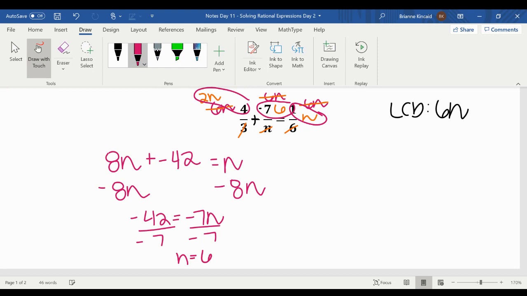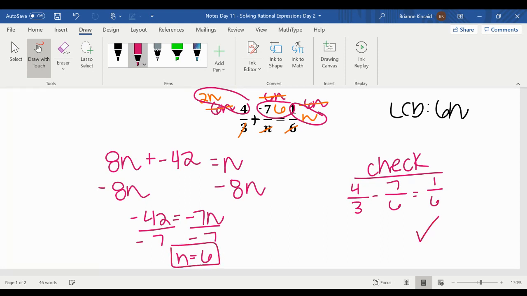You have to make sure you go back and check your solution, because we showed that in the previous video. I am just going to tell you to make sure you check by plugging it into the original. So 4 over 3 minus 7 over 6 equals 1 over 6. I will tell you that this one works out. So we have a solution of n equals 6.